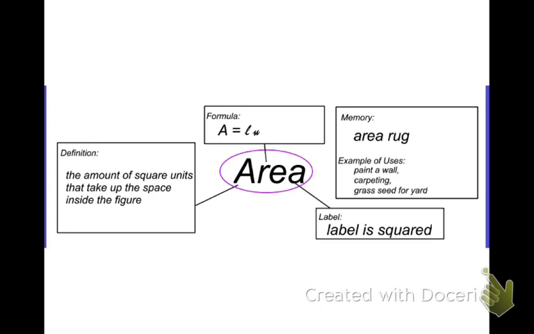Think of an area rug. You need to cover the entire surface. Painting a wall, putting carpet on your floor, or buying enough grass seed to cover your yard are examples for area. And the label will always be squared, such as feet squared or feet to the second power.